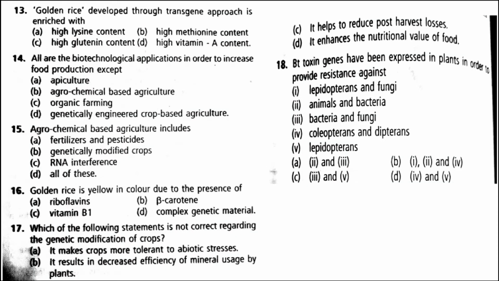Next, golden rice developed through transgene approach is enriched with A. High lysine content, B. High methionine content, C. High glutenine content, and D. High vitamin A content. Here the answer will be option D.